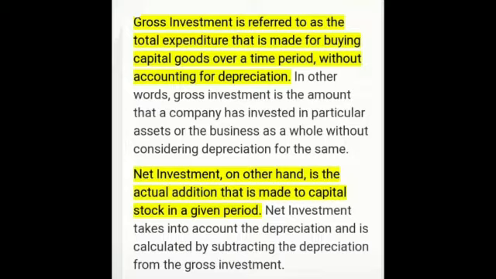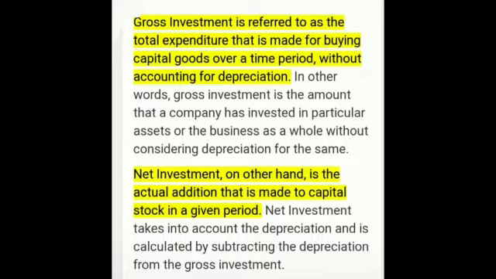So how can we define gross investment and net investment and how are they calculated? Gross investment is the total expenditure done for buying capital goods or adding to the capital stock over a time period without counting depreciation. But net investment is the actual expenditure done for addition to the capital stock or buying capital goods over a time period, taking into consideration the impact of depreciation. So gross investment is calculated by calculating the total expenditure done on acquiring capital goods, whereas net investment is calculated by subtracting depreciation from the gross investment. So net investment is equal to gross investment minus depreciation.